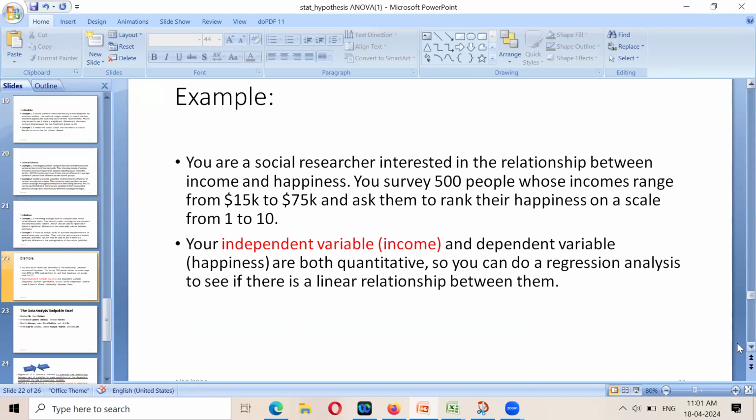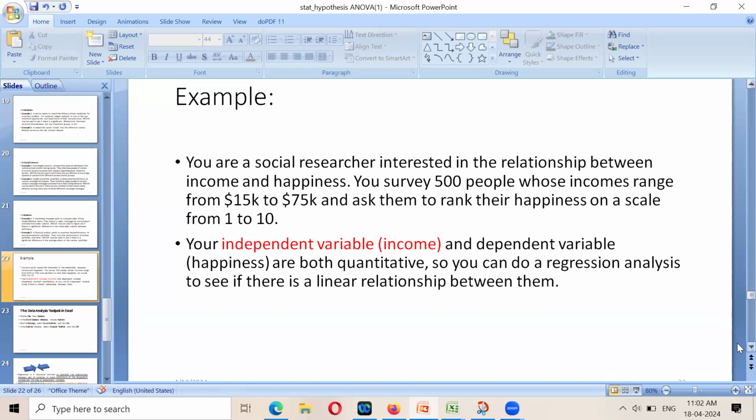Okay. So here is another example. You're a social researcher interested in the relationship between income and happiness. So you survey 500 people whose income ranges from $15,000 to $75,000, and ask them to rank their happiness on a scale of 1 to 10. Okay, so your independent variable income and dependent variable happiness are both quantitative. So you can do a regression analysis also. Most of you are from a commerce and management background, so you will be aware of regression analysis also, right?